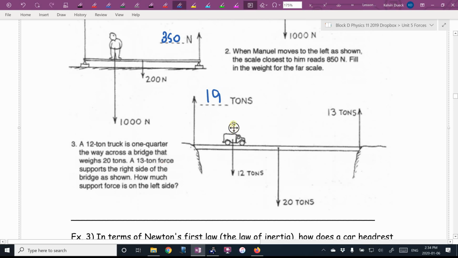As the truck moves in this direction, this force would increase. This force would decrease. In fact, you may have stood on a plank, and when you went towards one end of the plank, the other end almost started to lift off of the ground, and that would be when you were like right there, the force here would be almost zero.